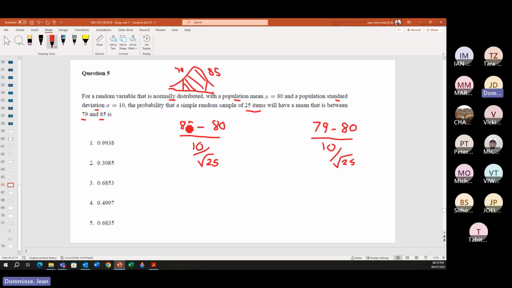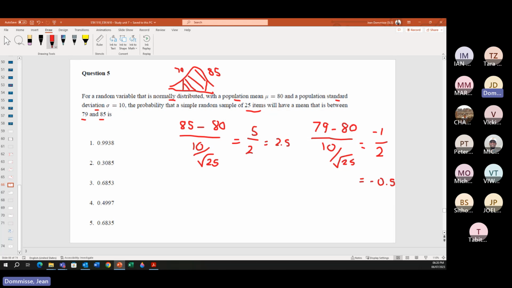Okay, so at the top of this one, 85 minus 80 is 5. The denominator: 10 divided by 5 is 2. So that will be 2.5. On this side, we have 79 minus 80, which is minus 1. That's going to be an interesting one. Minus 1, again the same denominator, 10 divided by 5, which is 2. So on this side, we're sitting with minus 0.5.